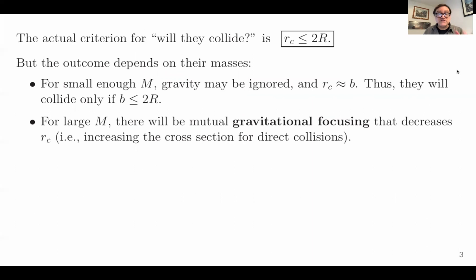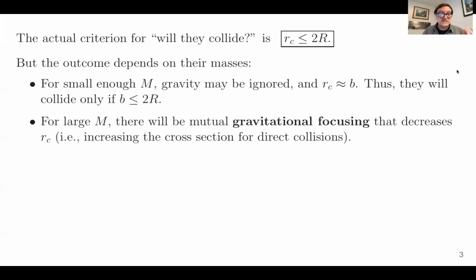Now, what actually happens depends on the masses and how much gravity they exert, right? If the two masses are very small, then there's not going to be much deflection at all, right? They just fly right by each other. There's no change in their orbits, right? This is the weak collision, small angle collision limit. And the distance of closest approach is just the same as the initial impact parameter. Right. So if that's the case, then the criterion for collisions is that the impact parameter itself has to be less than 2 times R for them to collide.